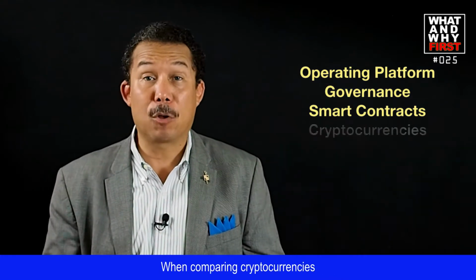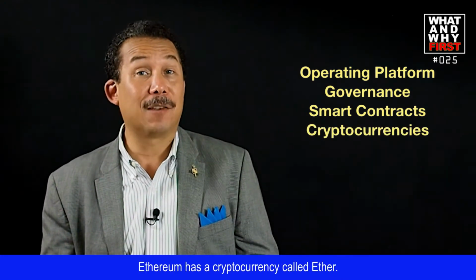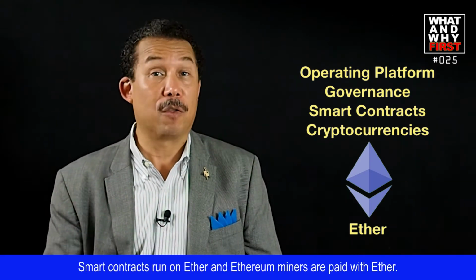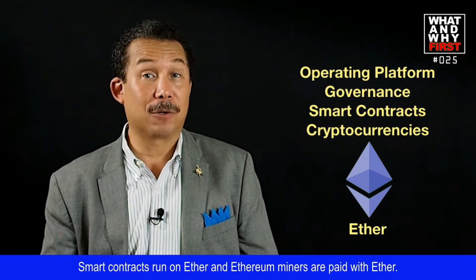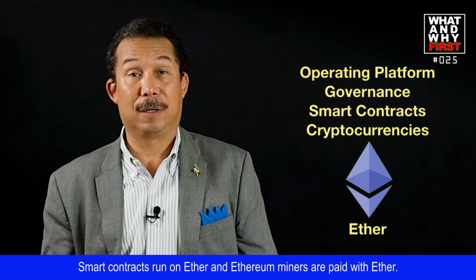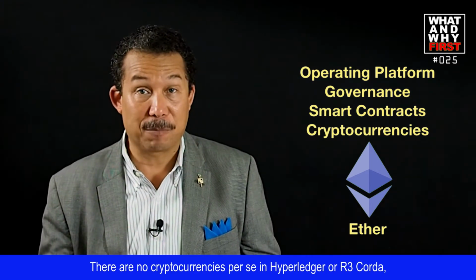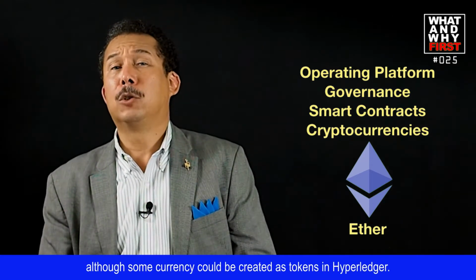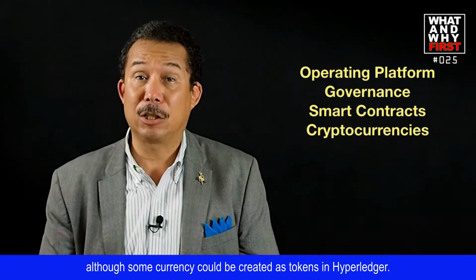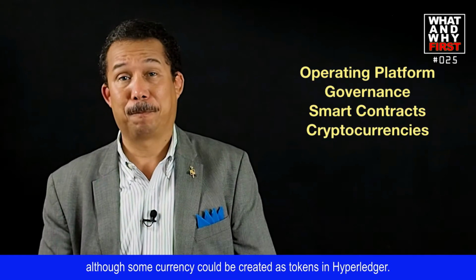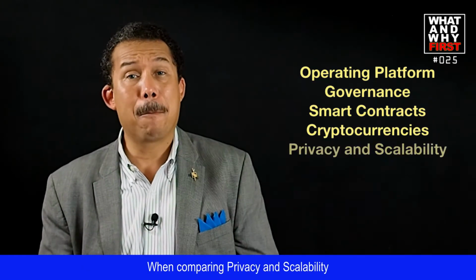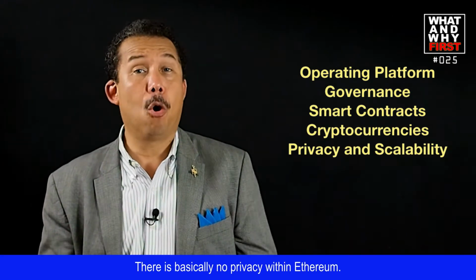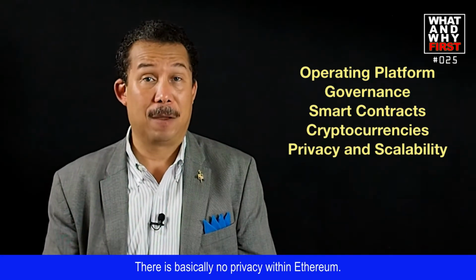When comparing cryptocurrencies, Ethereum has a cryptocurrency called Ether. Its smart contracts run on Ether, and Ethereum miners are paid with Ether. Now, there are no cryptocurrencies per se in Hyperledger or R3 Corda, although some currency could be created as tokens in Hyperledger. When comparing privacy and scalability, there is basically no privacy within Ethereum.